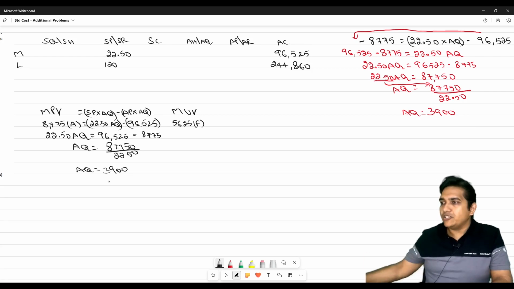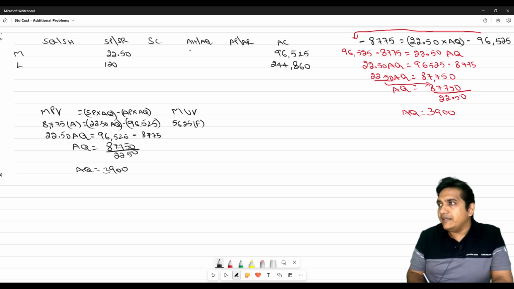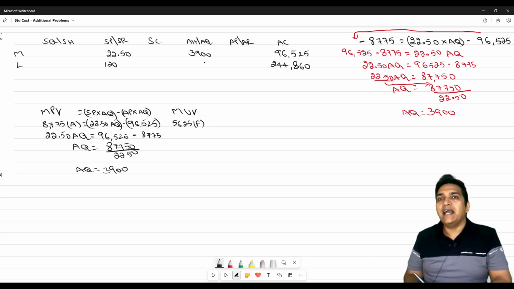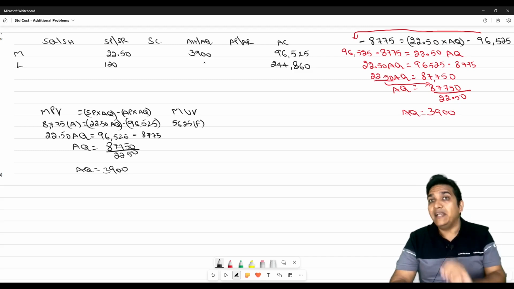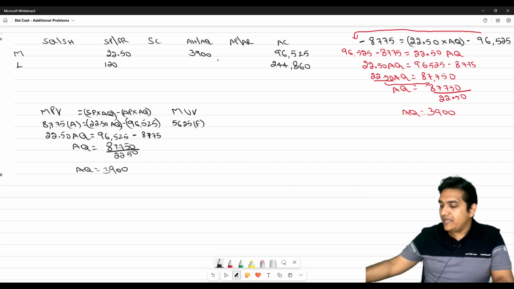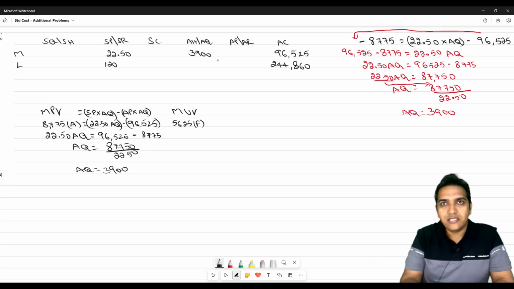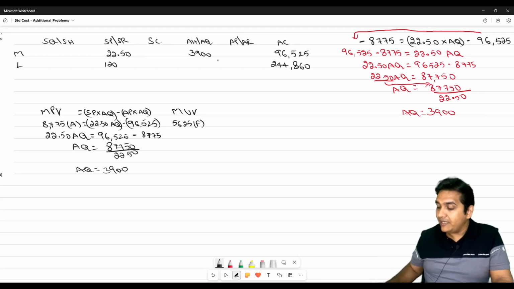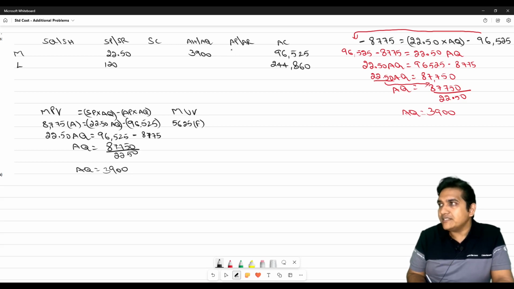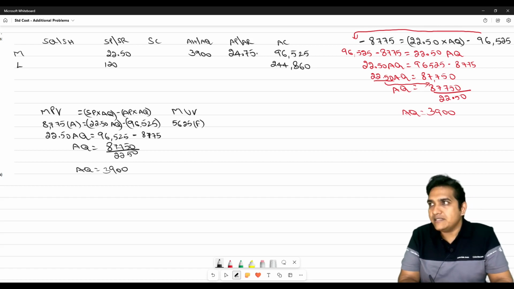Now we have got the actual quantity. We can straight away write it here. This is the actual quantity of material, not the actual output. Next, since we have got our actual cost and our actual quantity, we can compute our actual price. How? Simple, actual cost divided by actual quantity. It is 96,525 divided by 3,900. We get 24.75 as my actual price.